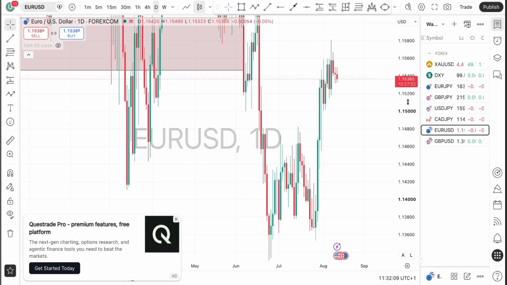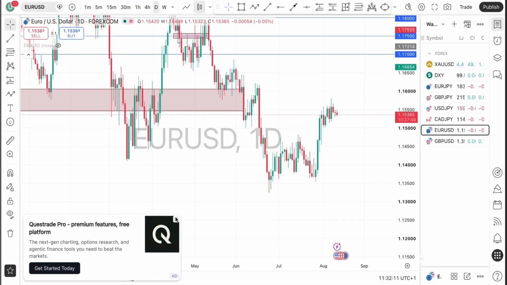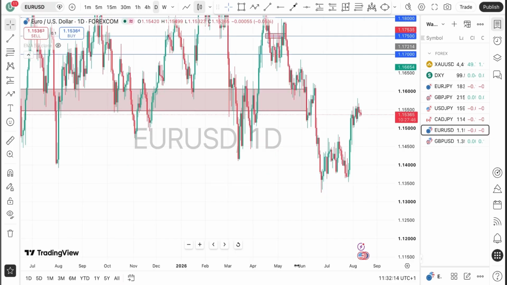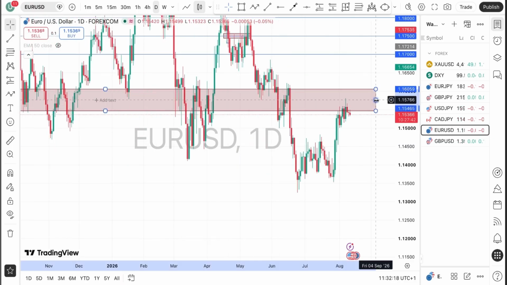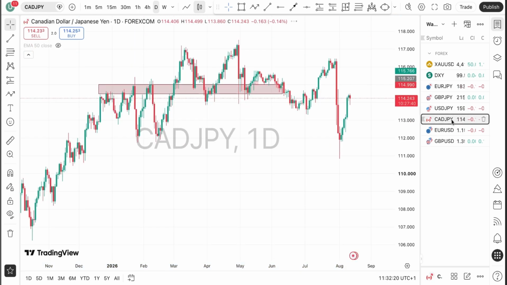EUR/USD, you also see the same thing going on here. It's because of CPI. That's why the market is not really moving at the moment. There is CPI today, so it's because of CPI the market is not moving. Look at all these pairs.